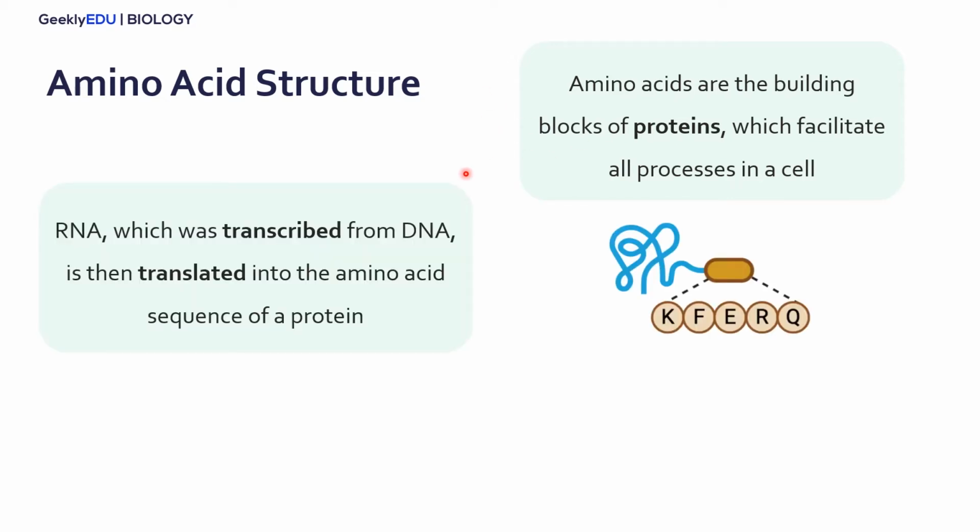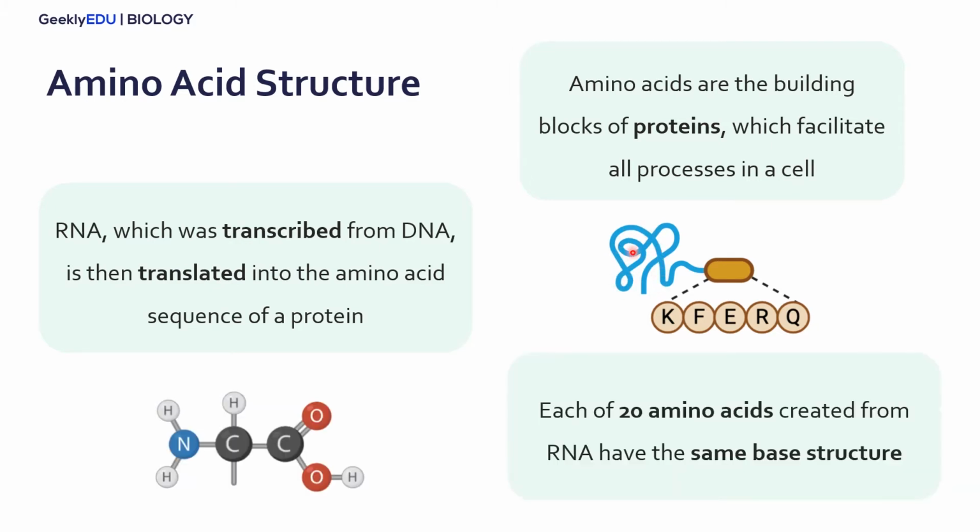And to create proteins, RNA, which is originally transcribed from DNA, is then translated into the amino acid sequence of a protein. So the RNA will give the different amino acids, which are strung along here, which then are composed into our polypeptide chain or protein. And so each of these different amino acids that are within our protein sequence all share a similar base structure, which is shown here. And so this base structure is on each of the 20 common amino acids that create all proteins.